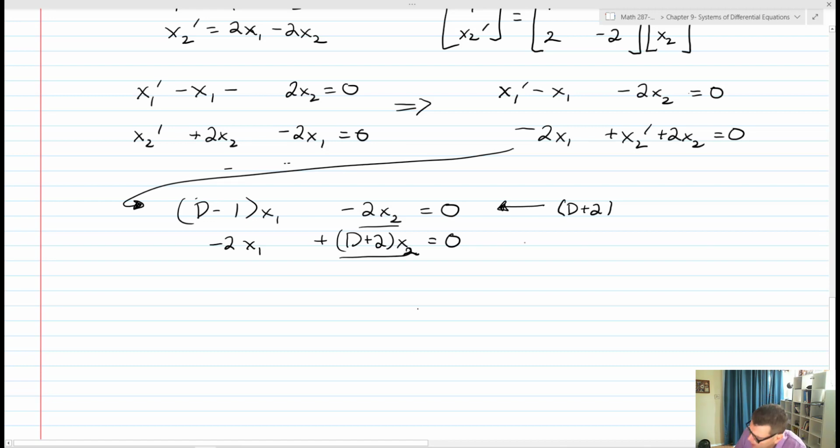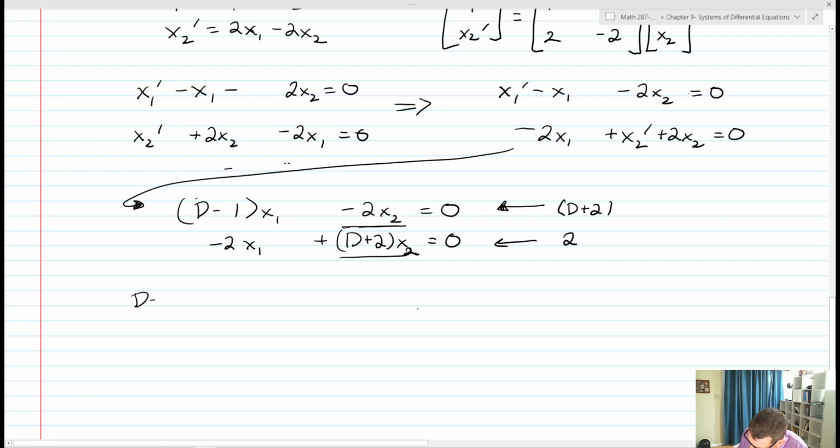And so the bottom one, we're then going to also multiply by positive 2. Okay? So that way on the top, we'll have negative 2 times (D plus 2) x2, and on the bottom, we'll have positive 2 times (D plus 2) x2. So now we'll do that.